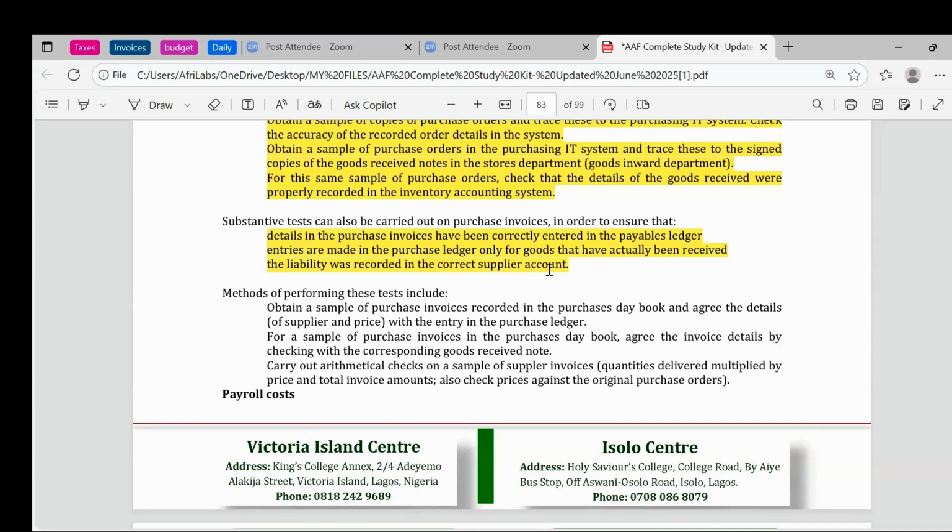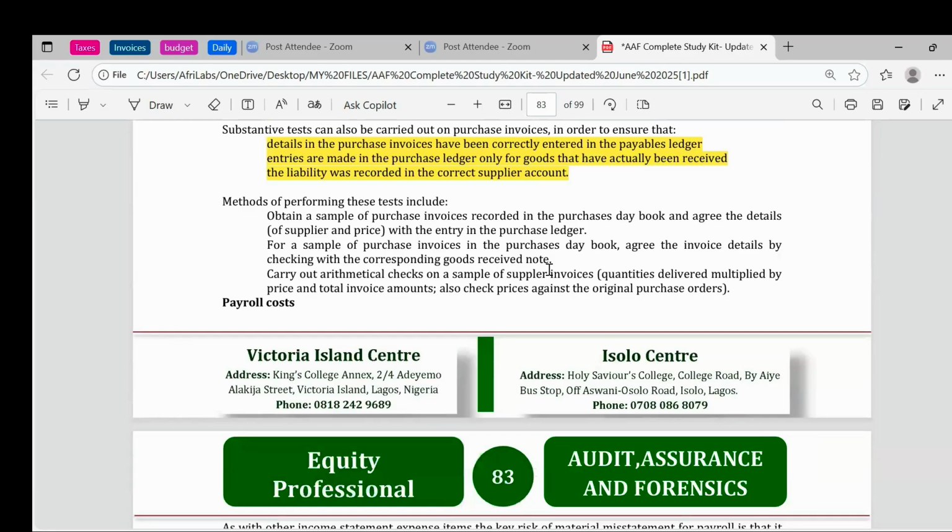Obtain a sample of purchase invoices. Make sure that they agree with the purchase ledger, all of that. So what I'm trying to say is that even if you don't write this exact thing and you use assertions to outline what the procedure should be, you will still be correct. Because by the time you take the assertions one by one and use them to ask questions, it leads you to the procedures.